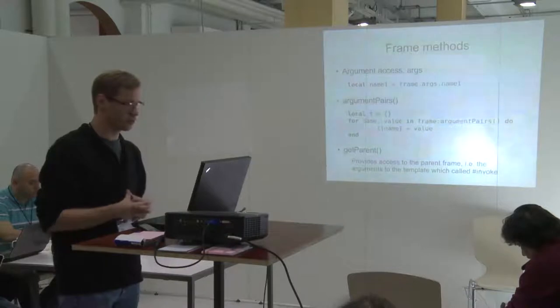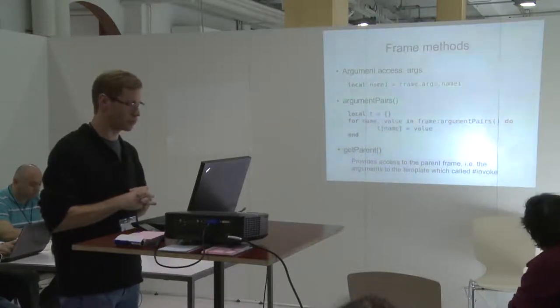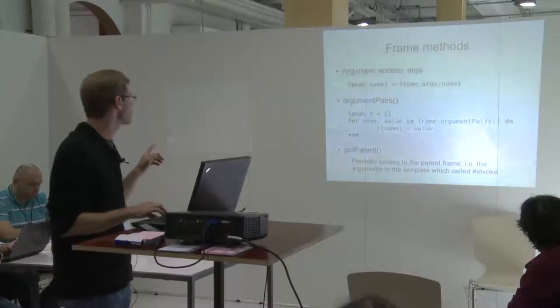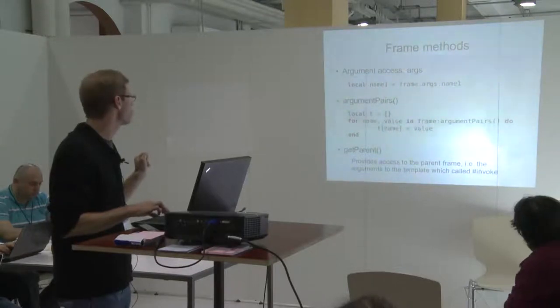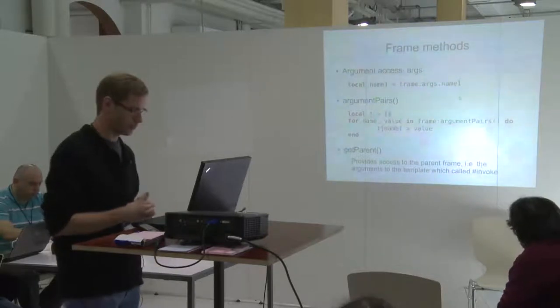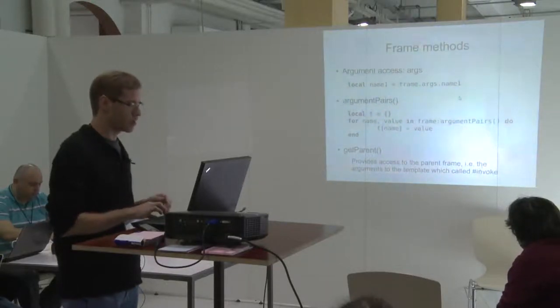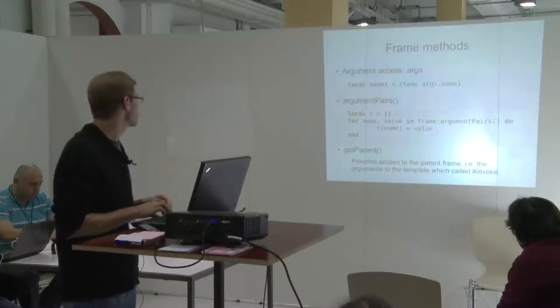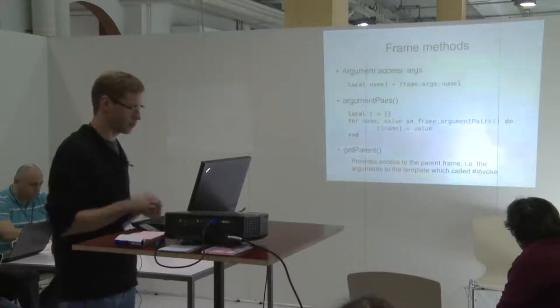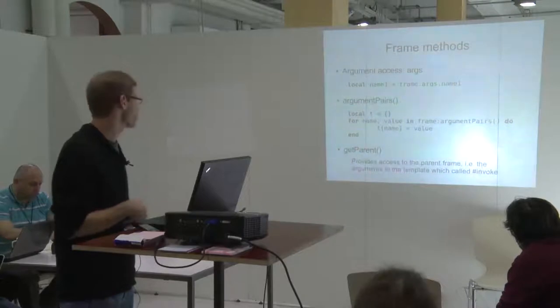To access arguments within the exported functions, there's a single argument passed to the function called frame. The frame has an element called args, and args is a pseudo table which allows you to fetch the named parameters and the numbered parameters to the function. Because args is not really a real table with the arguments in it, we provide argument pairs, which is an iterator, allowing you to iterate over all of the arguments passed to the function. So there's some sample code there to show you how to do that.